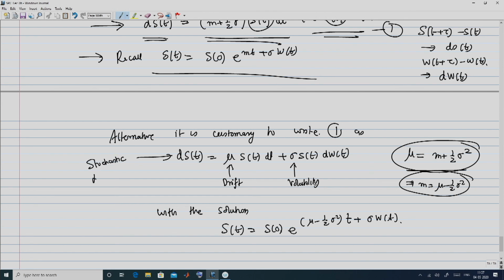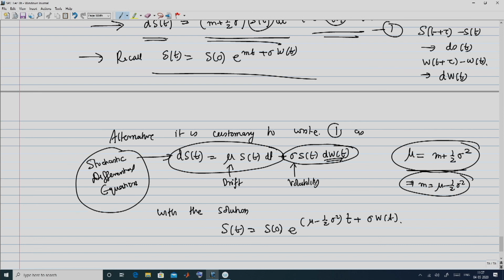And this is an example of what is known as a stochastic differential equation. If you had only these two terms, this would be an ordinary differential equation, but now you have added this term which has the Wiener process, which is a random variable. So, accordingly this becomes a stochastic differential equation, and its solution under some conditions is given by S(t) equal to S0 e raised to (mu minus half sigma square) t plus sigma W(t).